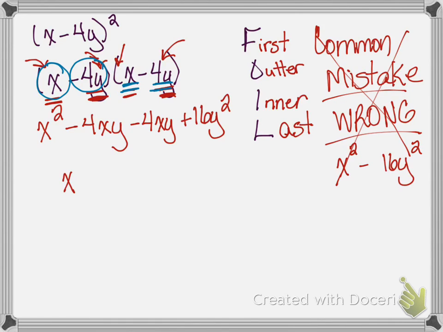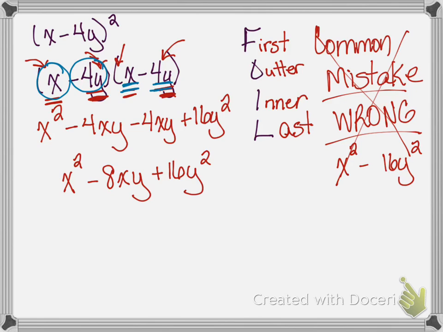Now this one, I can combine my middle terms. So I get x squared minus 8xy plus 16y squared. Okay? I think if you practice some of those, you'll kind of remember how to do that. Just let me know if you've got more questions.